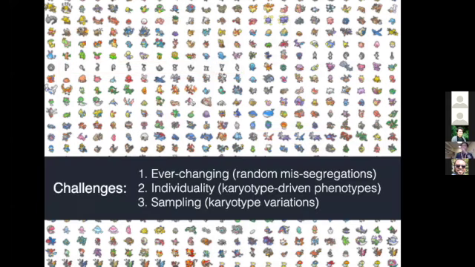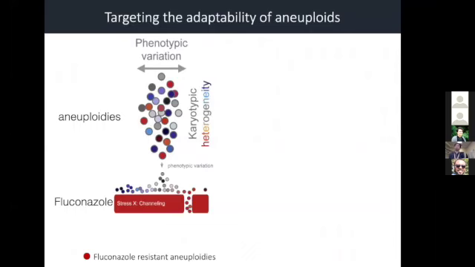So this gives us three challenges when we study aneuploidy. One is that the aneuploid genome state is already highly unstable, so it can keep changing. And each individual will generate a different phenotype because they have a different genome type, so they drive karyotype-specific phenotypes. In this case, when you try to study aneuploidy, how many strains do you need to collect to find a common signature? 10, 100, or 500? We don't know.